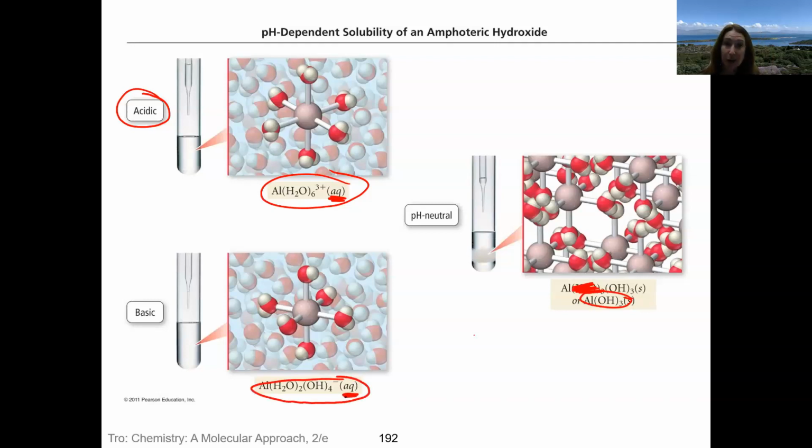And so that's why in lab you are always checking. It's like, make sure this is basic, make sure this is pH neutral, because some of these metals and these hydroxides have different solubilities depending on the pH. And we call this amphoteric. So amphoteric hydroxides mean they can act as either acids or bases depending on the situation. Okay, so that is the end of that section.